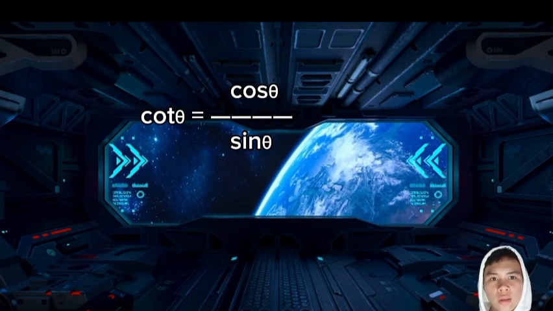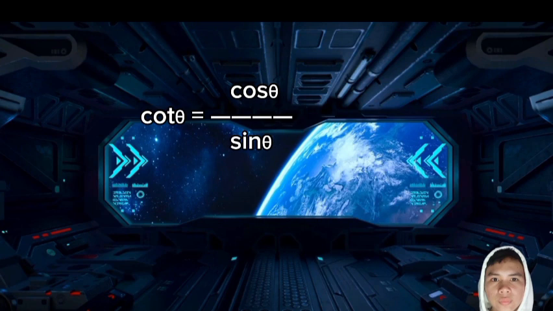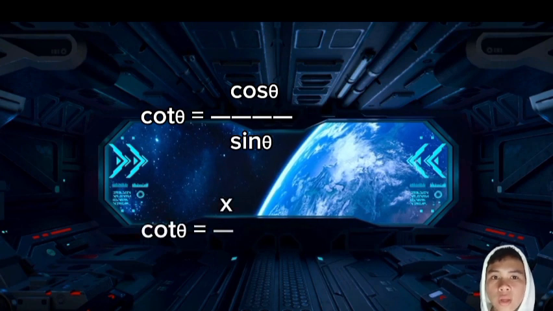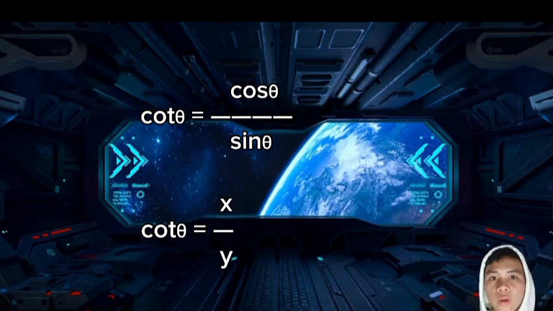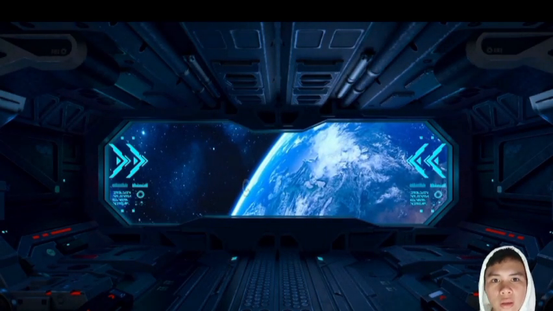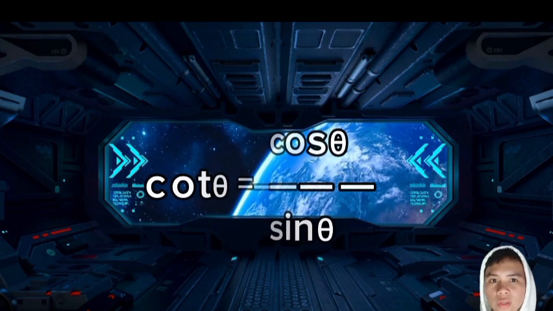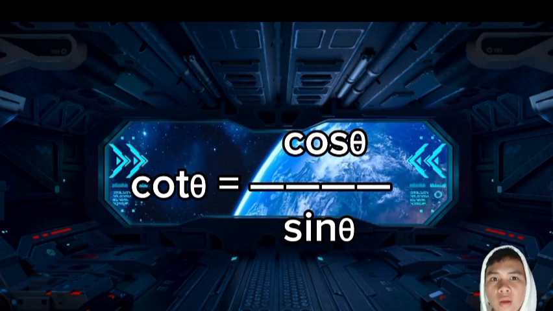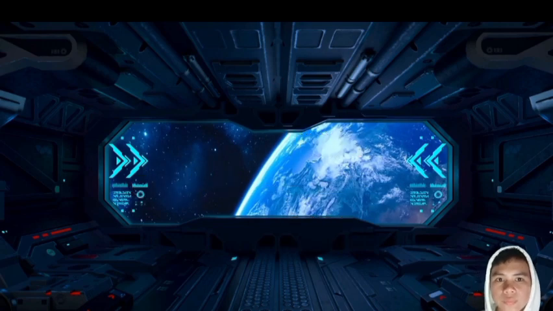Cotangent theta equals cosine theta over sine theta. Remember earlier, cotangent theta equals x over y, so cosine theta is x and sine theta is y, and that's why the quotient identity of cotangent theta is cosine theta over sine theta.